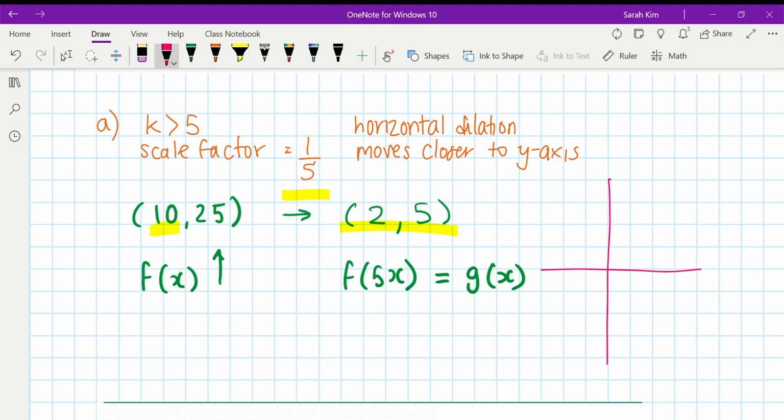Let's graph whereabouts 10, 25 would be. Let's say this is 10 and let's say 25 is over here, just approximately. So it was over here. So when I squeeze it in horizontally, move it closer to the y-axis.